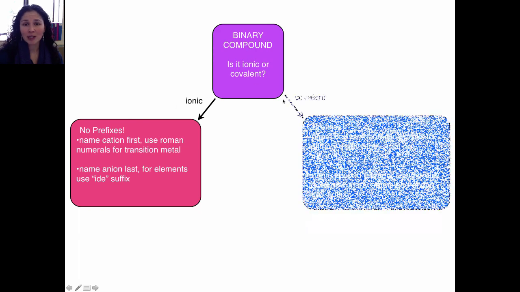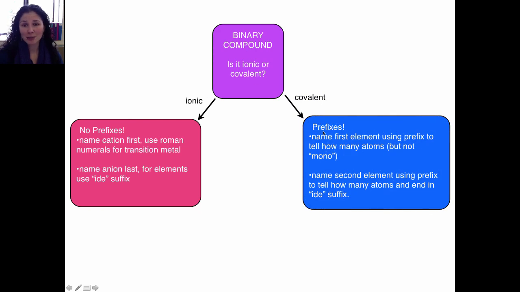If it's a binary compound and it's covalent, then you know how to name it using the prefixes. So you name the first element using the prefix to tell how many atoms there are, except for mono. You drop the mono if it's the first element. And then you name the second element using the prefix to tell how many atoms there are, and you name that last element using the -ide suffix. So those are the two naming systems we know. We know how to name ionic compounds in general, and we know how to name binary covalent compounds.